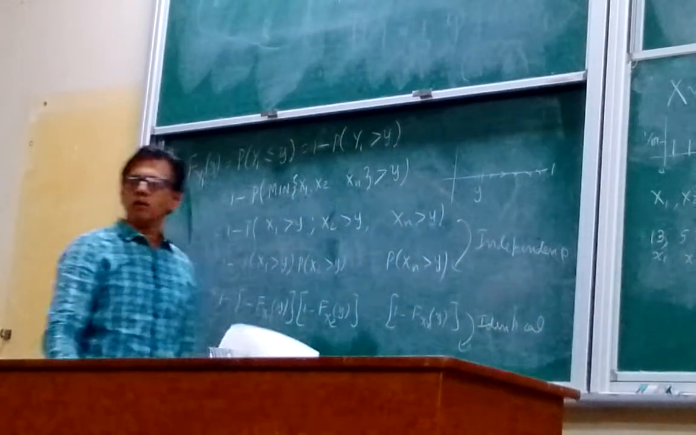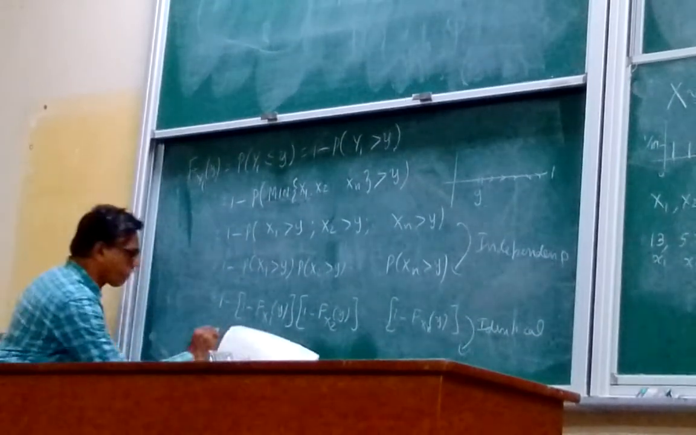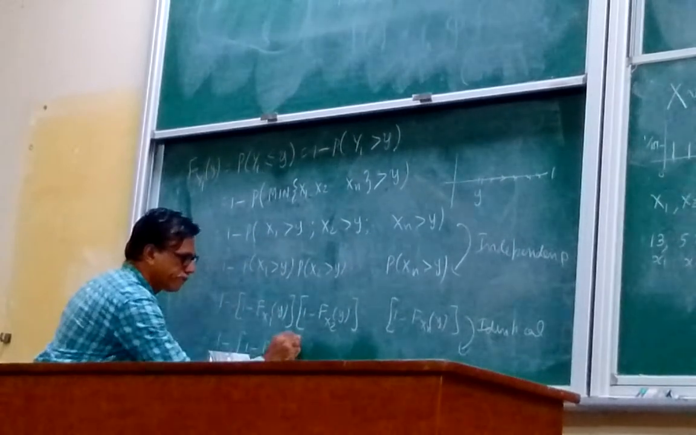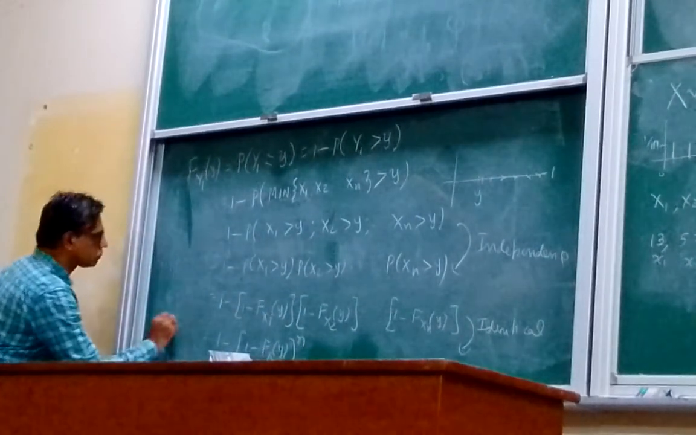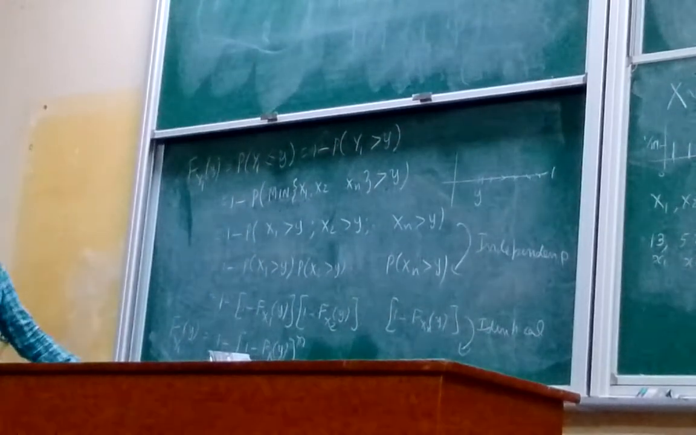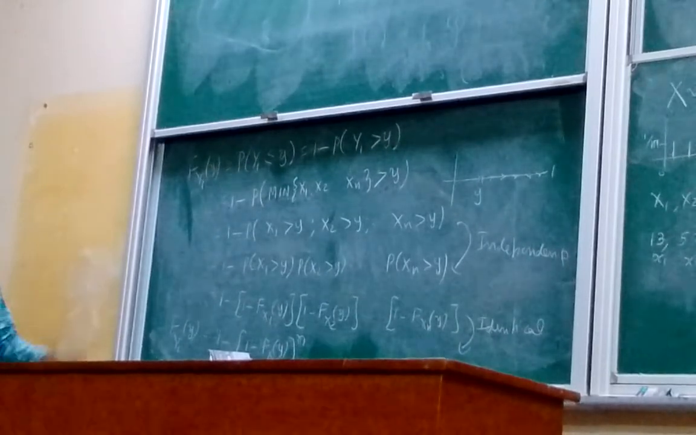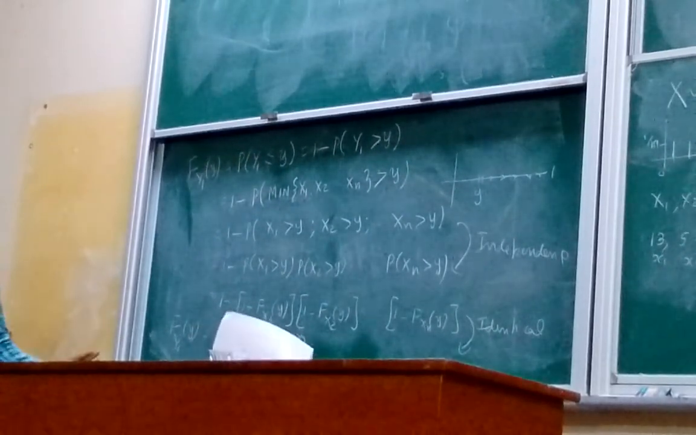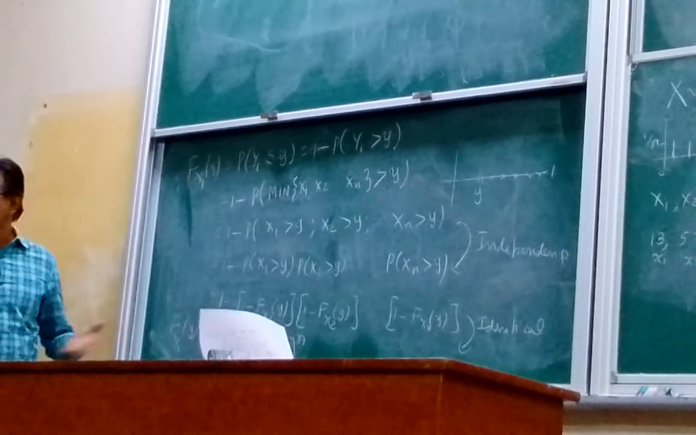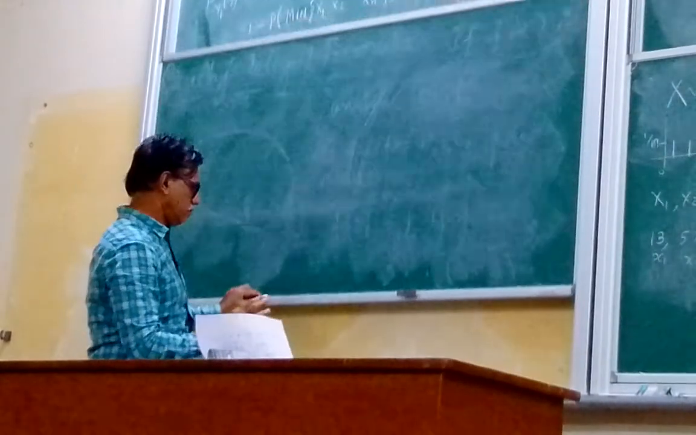We invoke the assumption that they are also identical. Okay. So deriving the CDF of minimum and maximum turns out to be rather easy. Now we will look at the generic one.